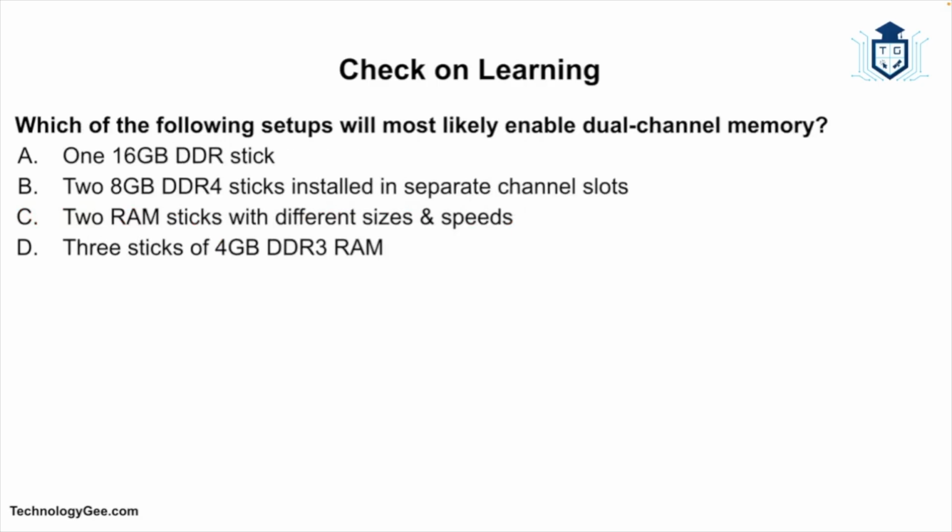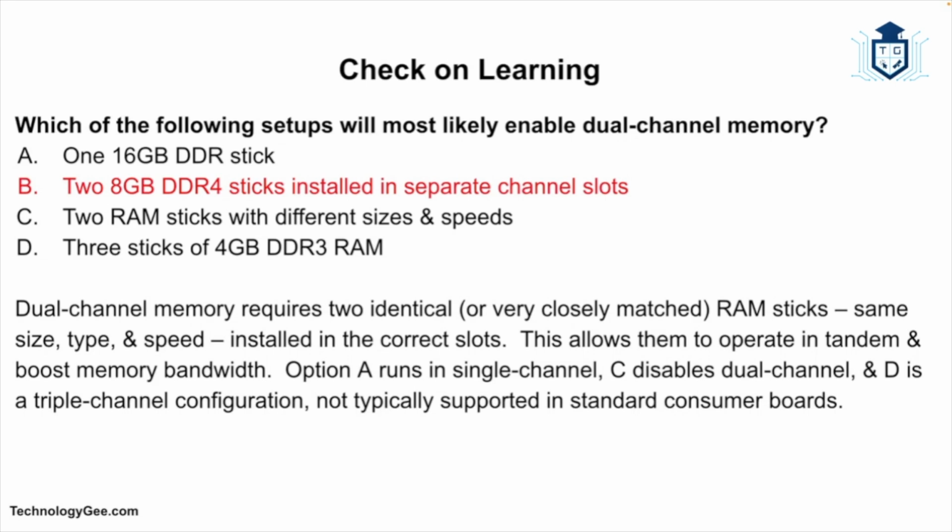And our final question is, which of the following setups will most likely enable dual channel memory? Is it one 16 gigabyte DDR stick, two 8 gigabyte DDR4 sticks installed in separate channel slots, two RAM sticks with different sizes and speeds, or three sticks of 4 gigabyte DDR3 RAM? And the correct answer is two 8 gigabyte DDR4 sticks that are installed in separate channel slots.